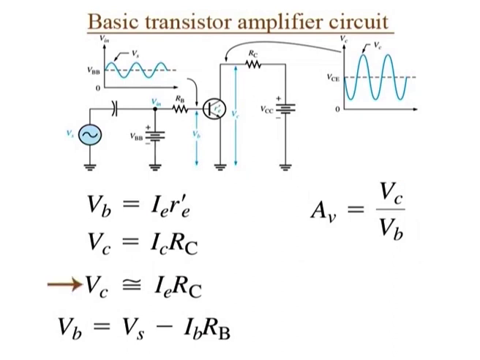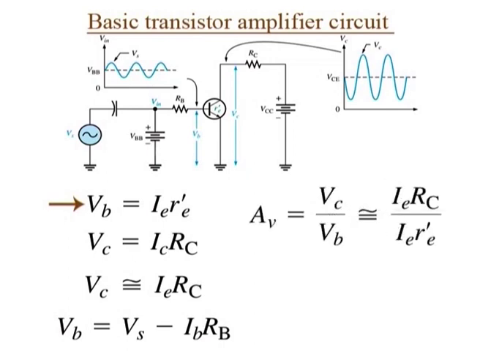Substituting Ie Rc for Vc and Ie r'e for Vb yields the equation as shown here. The Ie terms cancel, therefore, we get Av as this equation. This proves that the transistor shown in the figure provides amplification in the form of voltage gain, which is dependent on the values of Rc and r'e.